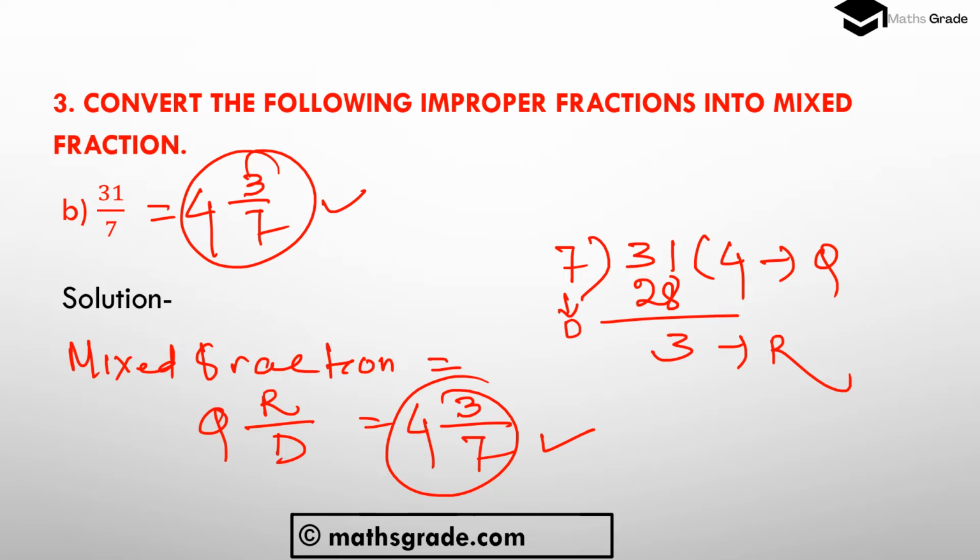So when we convert an improper fraction into a mixed fraction, just divide the numerator by the denominator like the division method, that is dividend and divisor. We will get the quotient and the remainder, and the mixed fraction will be the quotient, then the remainder divided by the divisor. This is the mixed fraction. So 31/7 is 4 and 3/7.